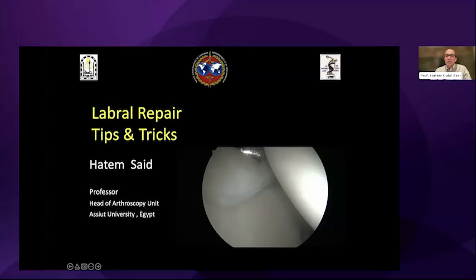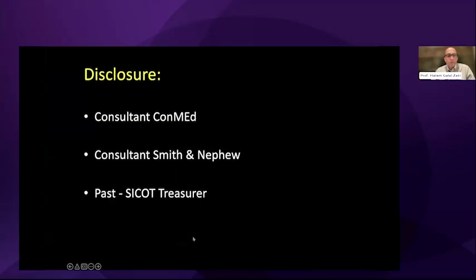So my presentation is about labral repair tips and tricks, and pincer management in femoroacetabular impingement. My friend Ahmed Abdelazim will also speak about CAM management. That covers the 2 most important parts of managing FAI surgery. This is just my disclosure; it's not related to this presentation.